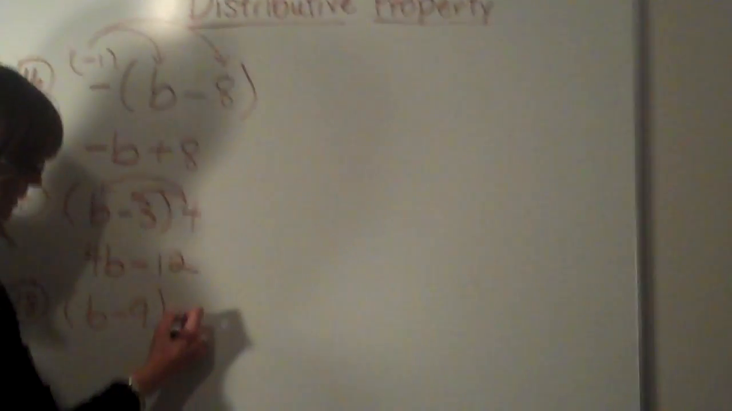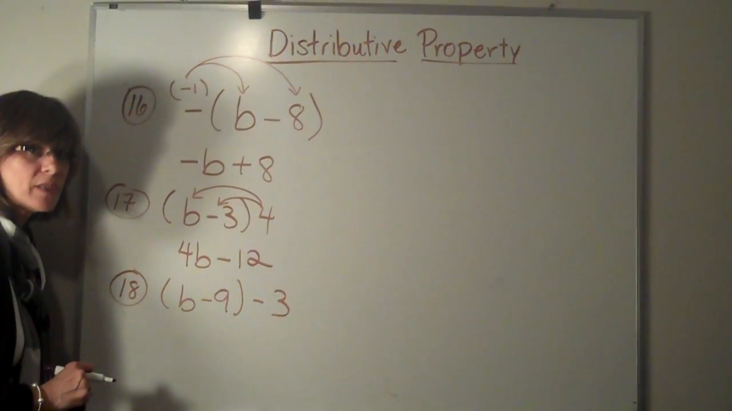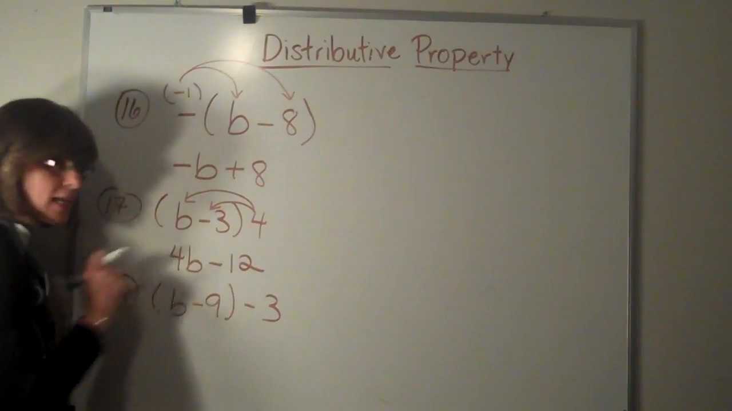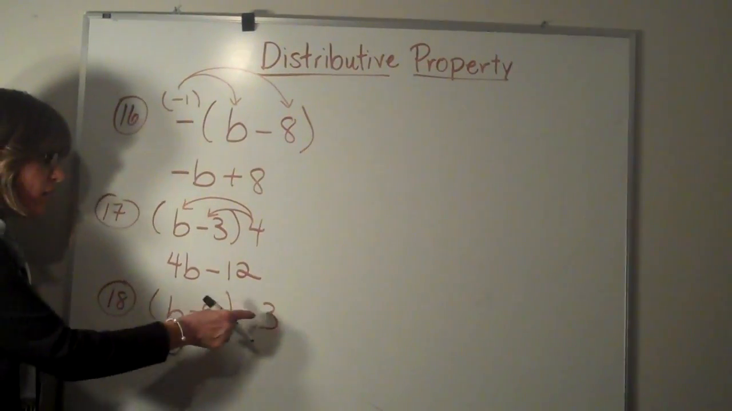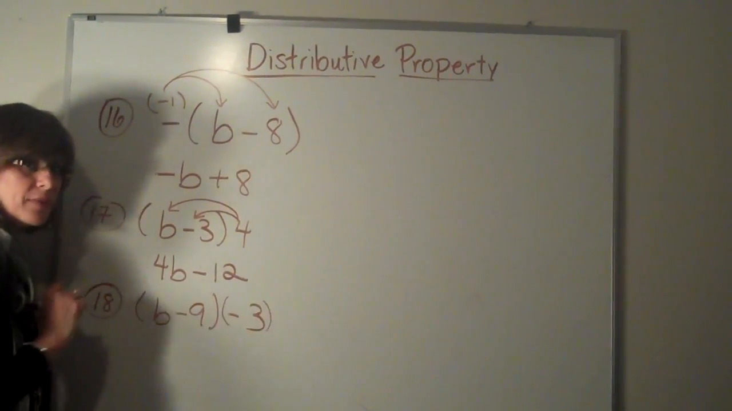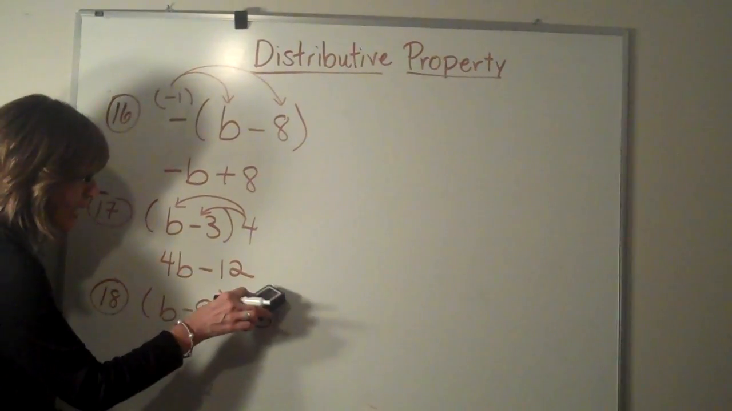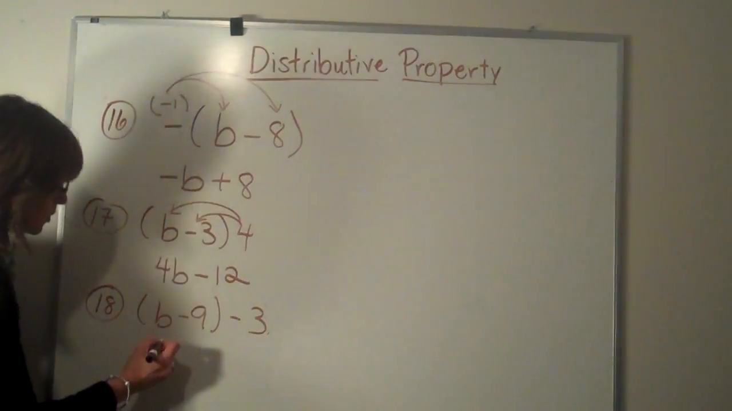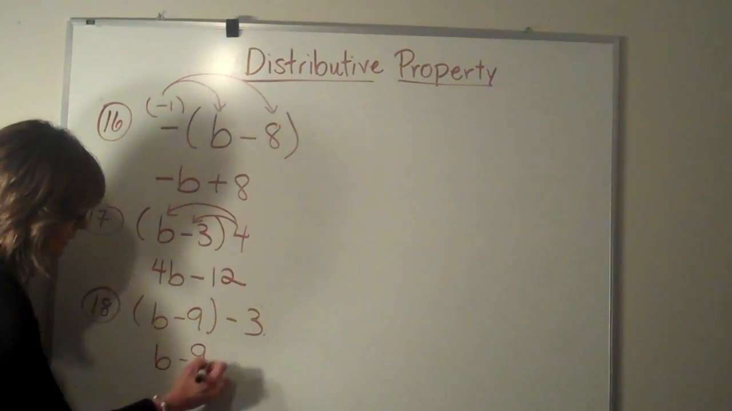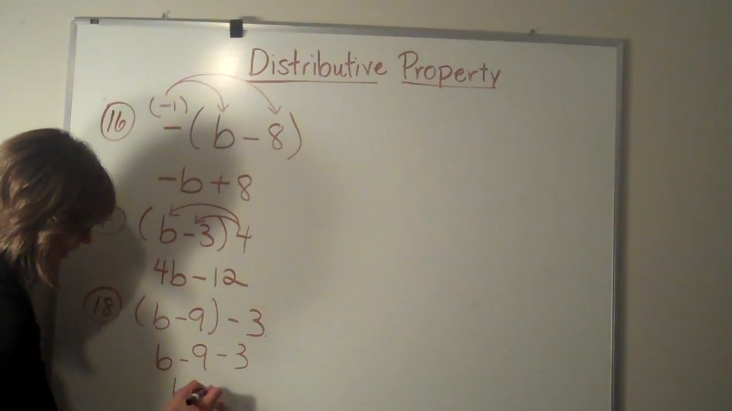Okay, this is probably the trickiest kind. This one here has no distributive property. There is nothing next to those parentheses. But you're going to say, well, how about negative 3? If it was distributive, it would be in parentheses like that to show you multiplication. But it's not. It just means minus 3. So what you can really do is just bring everything down. b minus 9 minus 3, negative 9 minus 3 is negative 12.